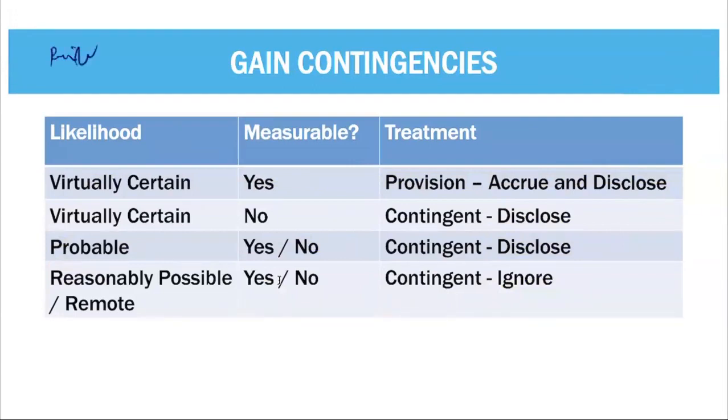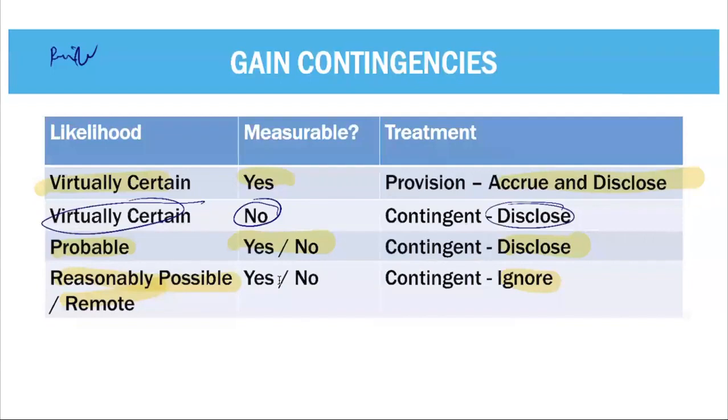Okay. So what did we say? Once you have a gain contingency, when do we recognize it? Only when it is virtually certain and measurable. You accrue and disclose. Take note, for a gain contingency, we will only recognize that gain once it is virtually certain and measurable. Once it is virtually certain but not measurable, disclose. Once it is probable, whether or not measurable, disclose. Whether reasonably possible or remote, ignore.